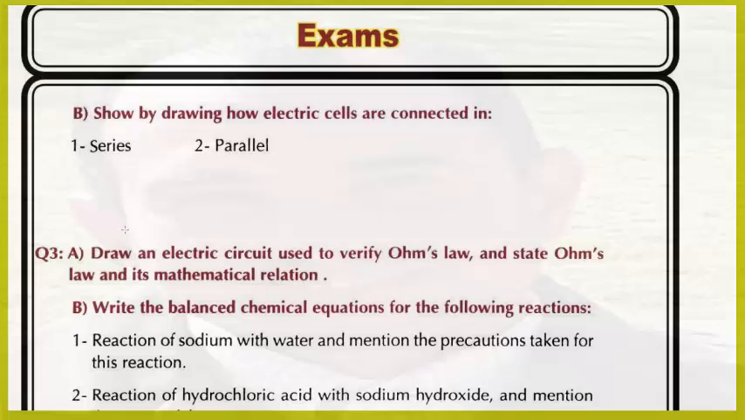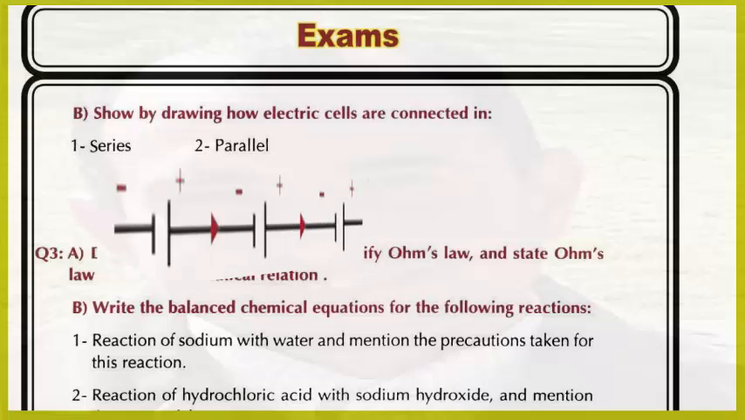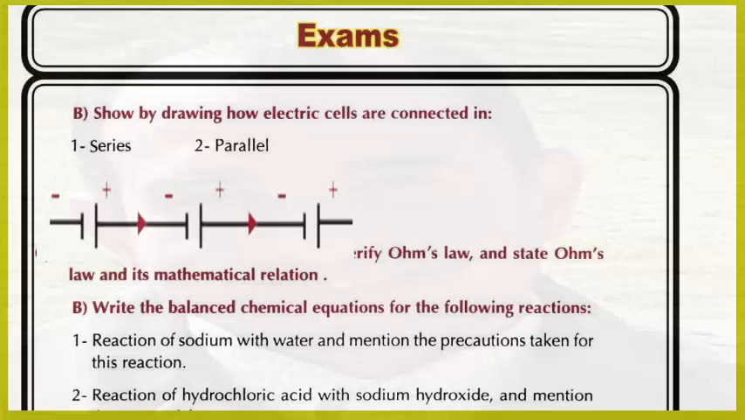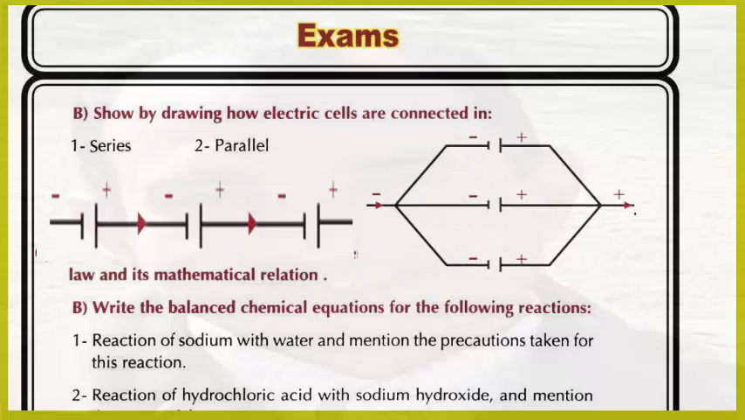Show by drawing how electric cells are connected in series and parallel. Series: positive pole of one cell connected with negative pole of the second cell. Parallel: all negative poles connected together, all positive poles connected together.